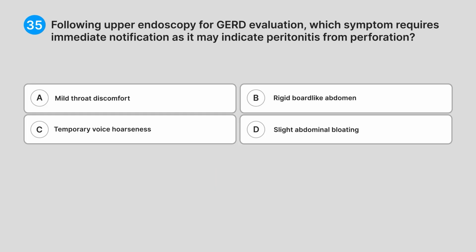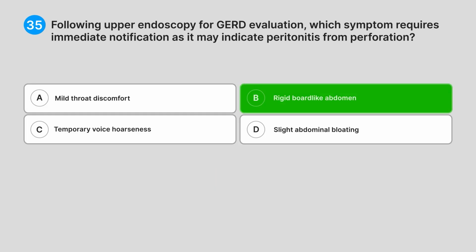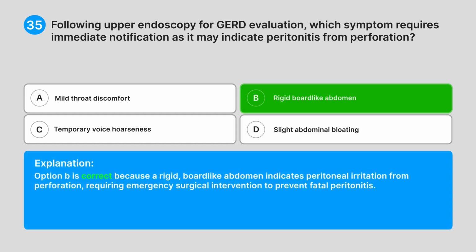Correct answer, D. Rigid board-like abdomen. Explanation: option D is correct, because a rigid board-like abdomen indicates peritoneal irritation from perforation, requiring emergency surgical intervention to prevent fatal peritonitis.